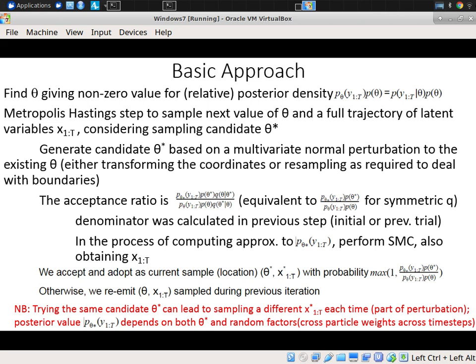Okay, I've been a while on that slide and I want to add another thing. This is another way of posing it. So you find the initial theta that gives a non-zero value for this posterior density. That actually requires doing that particle filter, because to compute the posterior, you've got to do particle filter.